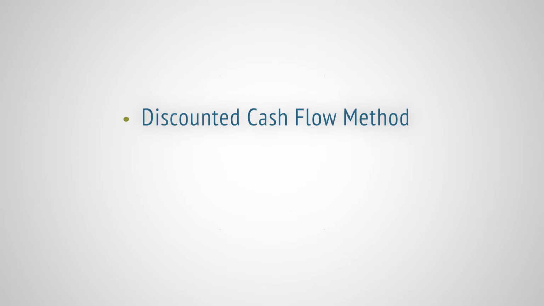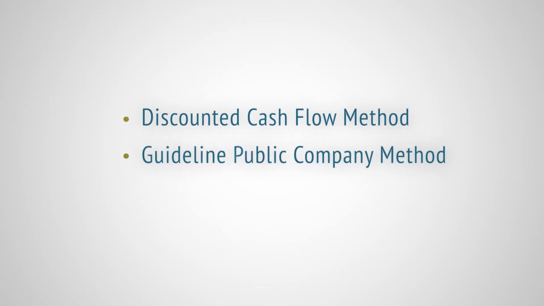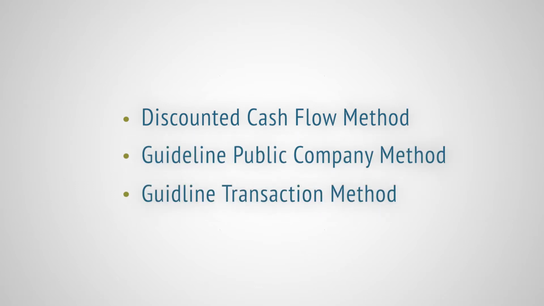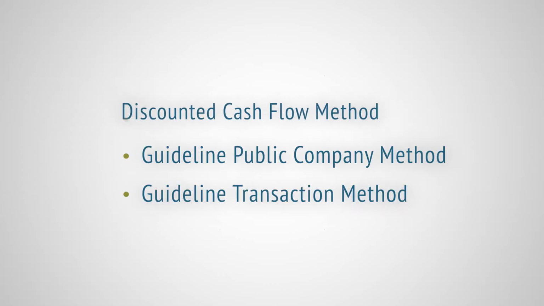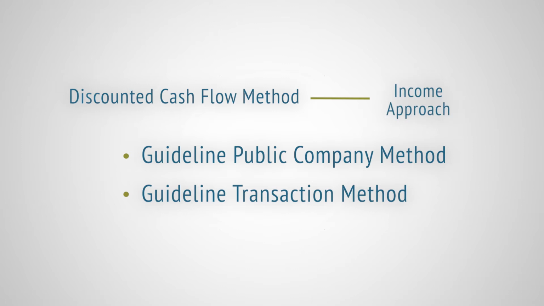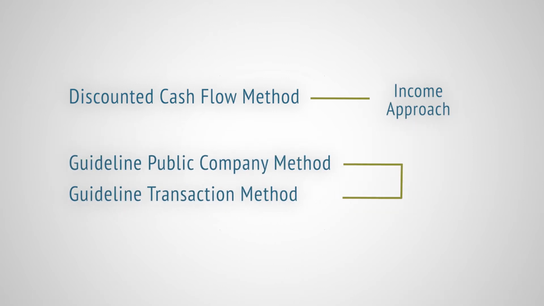There are three primary methodologies for valuing a business: the discounted cash flow method, the Guideline public company method, and the Guideline transaction method. The discounted cash flow method is considered an income approach because it values the business based on the estimated future cash it will generate. Whereas the Guideline public company method and Guideline transaction method are market approaches to valuation because they value the company based on how comparable companies are trading in the stock market or were recently acquired for.